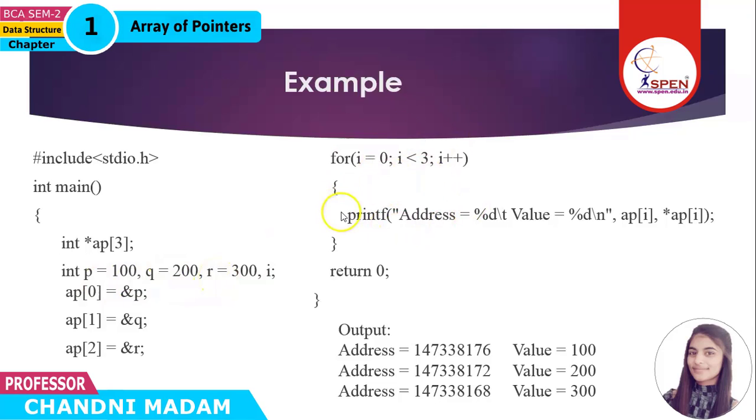Now one by one we want to print the addresses of p, q and r and also print the values of p, q and r. So we use ap[i], which means the address of p, q and r. Now we use star, which means the value-at operator. It gives the value that is stored at a particular address. The p, q and r addresses are stored in array elements 0, 1 and 2. Here you can see the first is the address of p, the second is the address of q and the third is the address of r. Here the value of p is 100, q is 200 and r is 300.